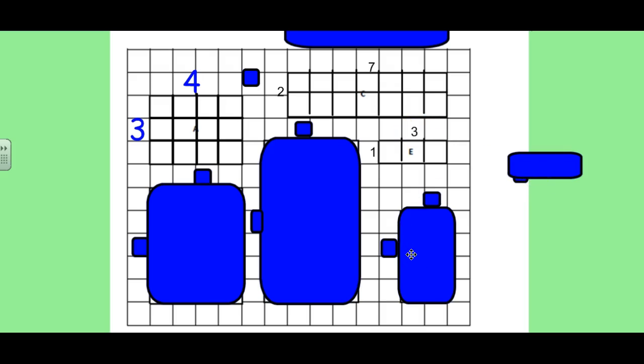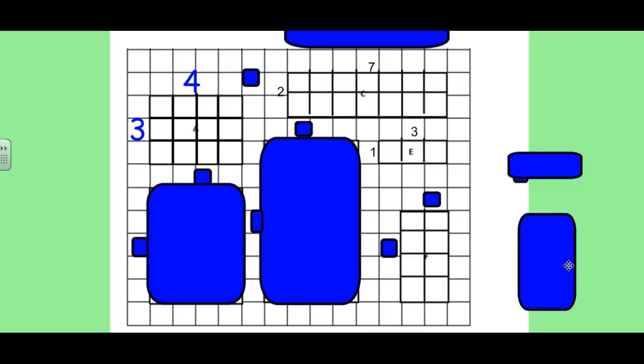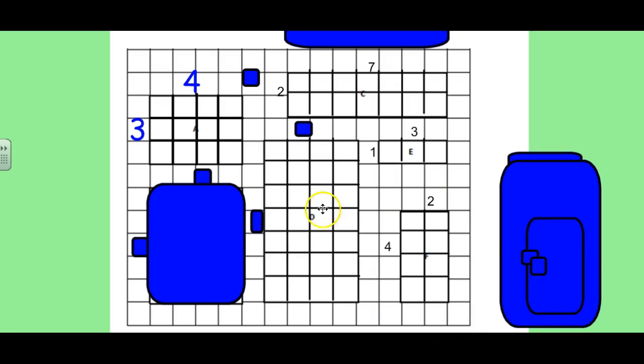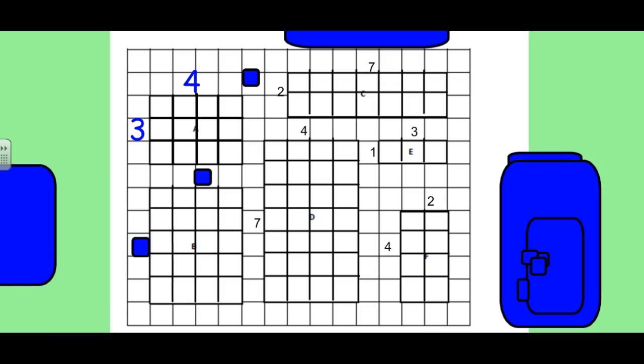This rectangle down here at the bottom looked like this. And this side length at the top was 2, and this side length on the side was 4. This other rectangle right here looked like this. It's a pretty big one. The top side length of rectangle D was 4, and the side length was 7. This last rectangle, rectangle B, this side length was 5, and the top side length was 4.